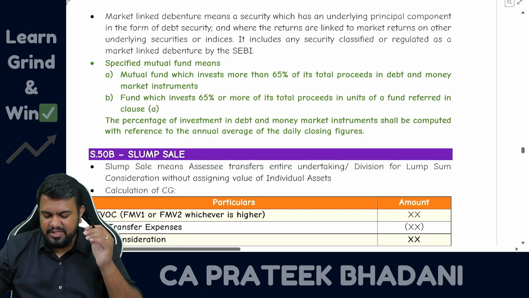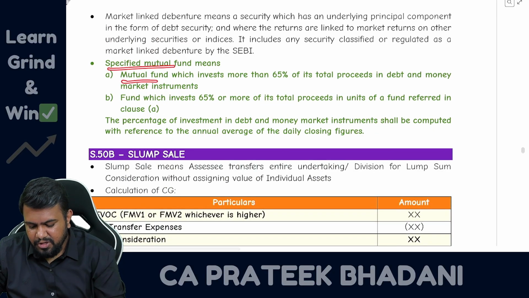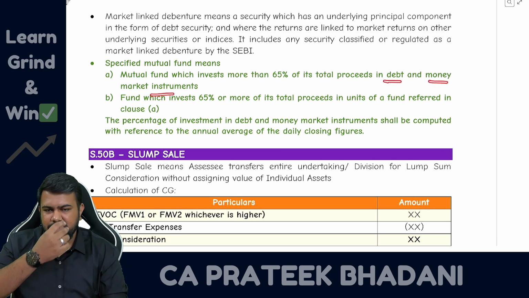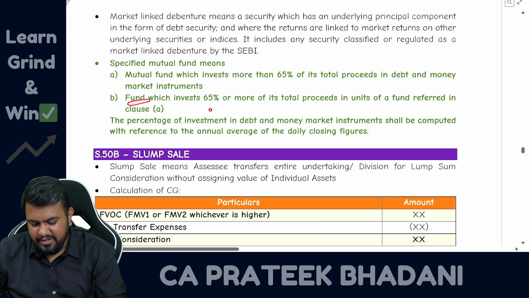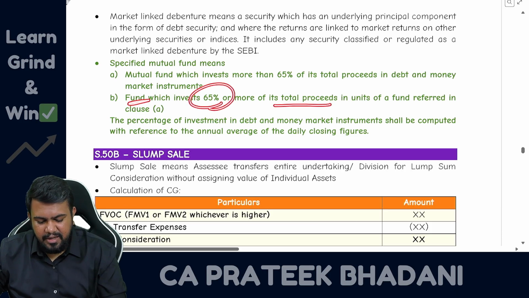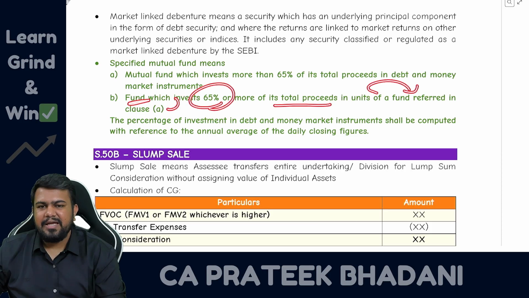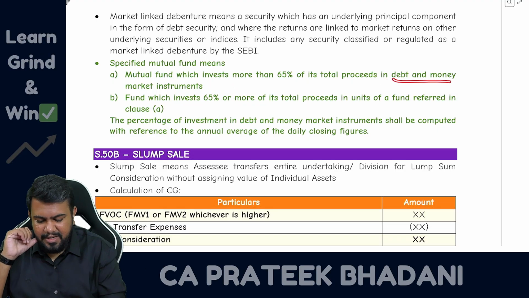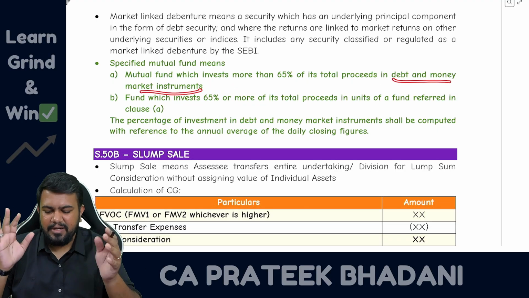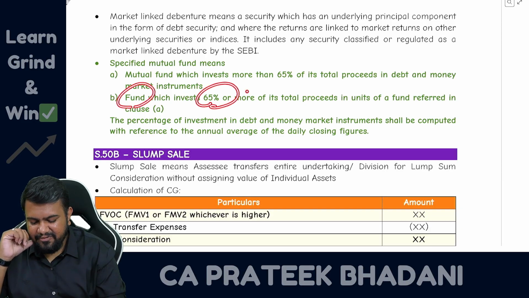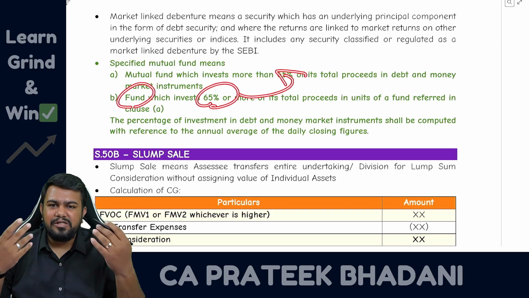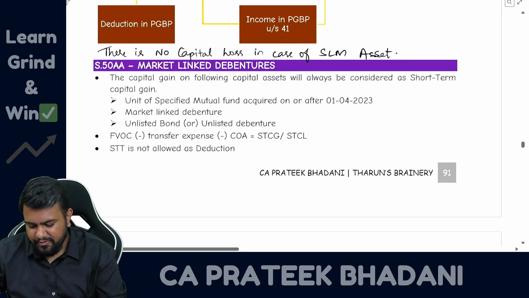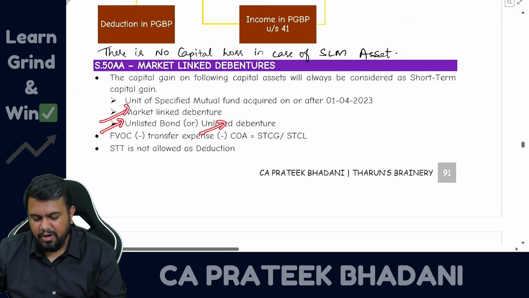The definition has changed. Specified mutual fund means mutual fund which invests more than 65% in debt and money market instruments, or any other fund which invests 65% or more funds in a fund which is referred in clause A above. So if a fund is investing more than 65% in debt and money market instruments, that is a specified mutual fund, and any fund which is investing 65% or more in such mutual fund also will be considered as specified mutual fund. Now specified mutual fund, market linked debenture, unlisted bond, unlisted debenture.